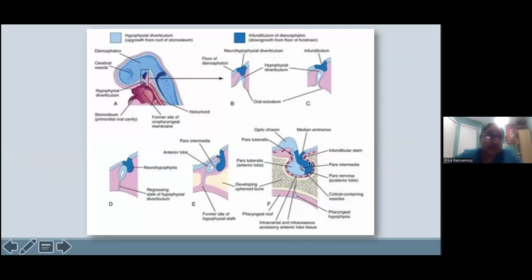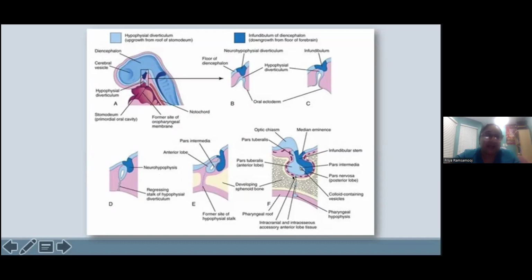So by the 3rd week, you're going to have this hypophyseal diverticulum projecting from the roof of the stomodeum that we would have discovered, and it lies adjacent to the floor of the diencephalon. And then by the 5th week, it has elongated and constricted. So here we're seeing it becomes elongated, and then you have a constriction. And when it becomes constricted at its attachment, it gives a nipple-like appearance that we're seeing here.